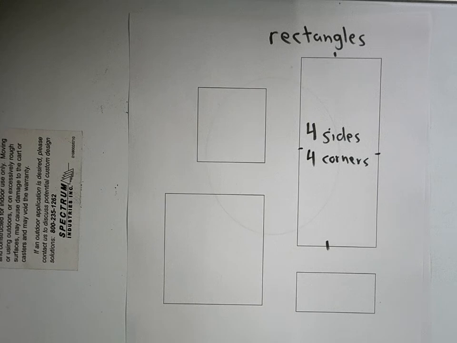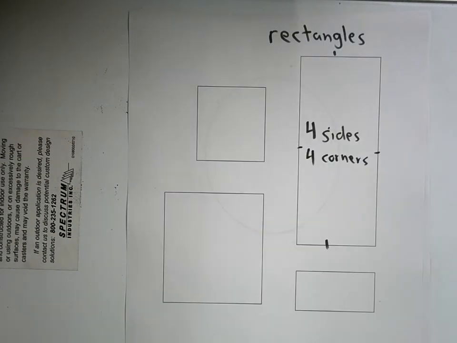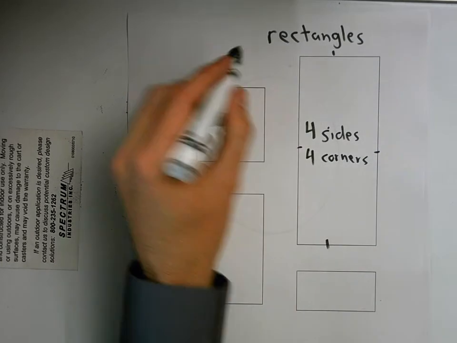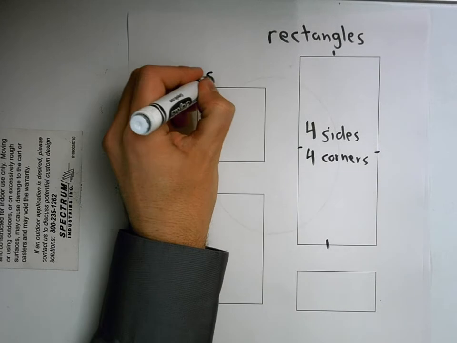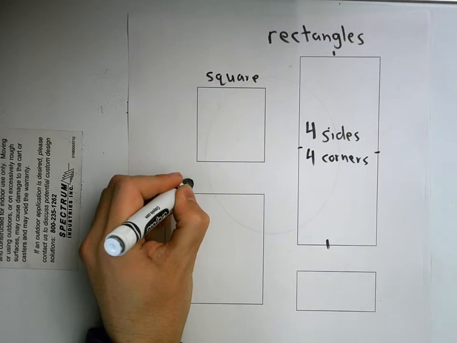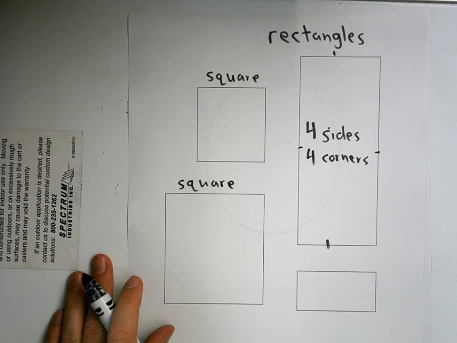Well, just like with triangles, it doesn't matter the size or which way they face. A rectangle is a rectangle as long as there's four sides, four corners, and all of these corner angles are the same. So this is a rectangle, and this is a rectangle, even though it looks like we took this one and squished it down. They're still rectangles. But I heard you say squares. Well, this is a square. And this is a square. But guess what? A square is still a rectangle. It's a special kind of rectangle.